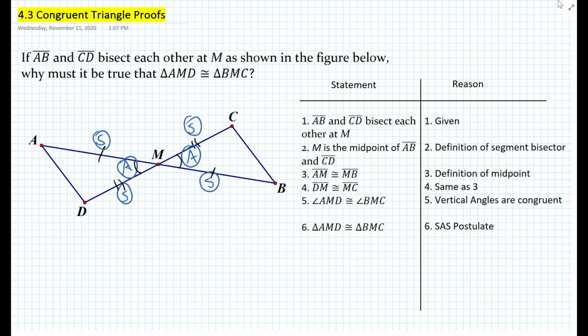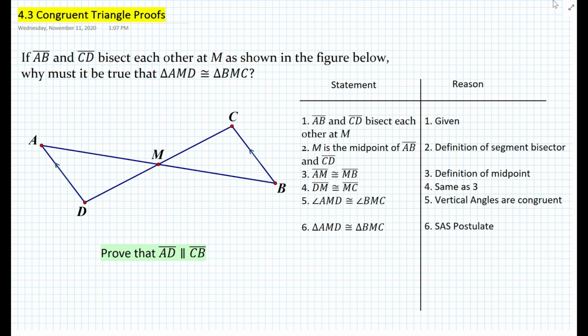Then we conclude that angle AMD is congruent to angle BMC because we know that all vertical angles are congruent. And finally, we know triangle AMD is congruent to triangle BMC because of the SAS postulate. So let's take this a step further. Let's say at this point, we wanted to continue with the proof and also prove that segment AD is parallel to segment CB. How would you prove this?